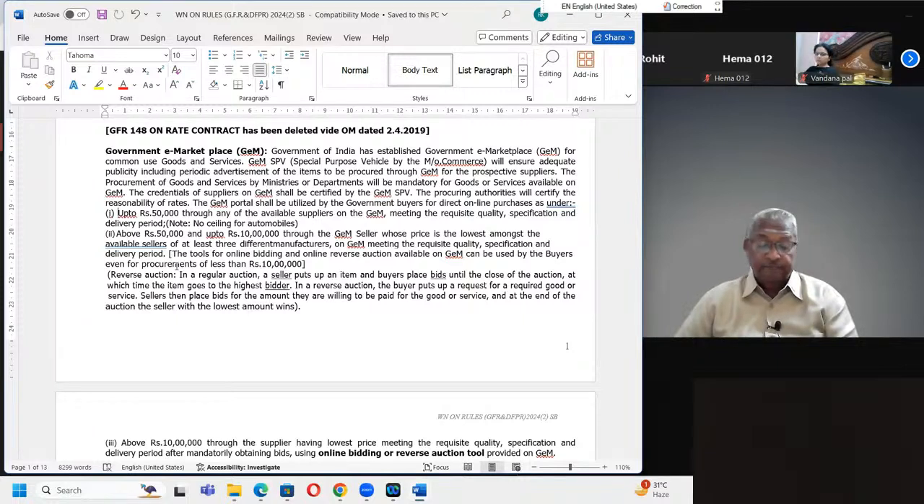Then above 10 lakhs, through the supplier having lowest price, meeting the requested quality, specification and delivery period, after mandatorily obtaining bids using online bidding or reverse auction tool provided on GeM. अगर आपको इससे ज्यादा खरीदना है, you will not specifically send a letter.